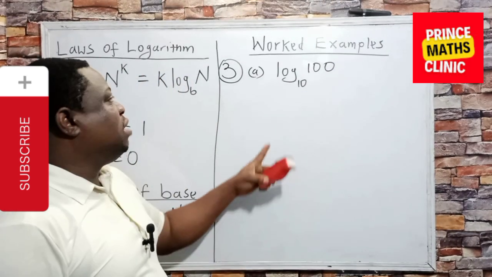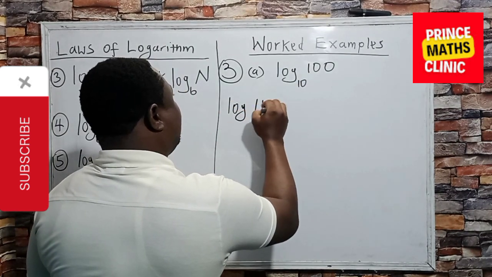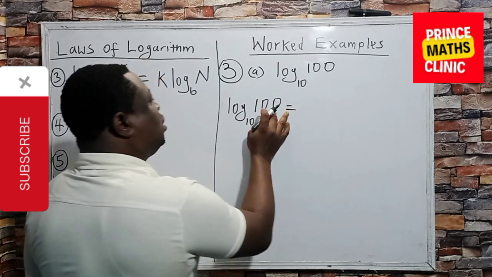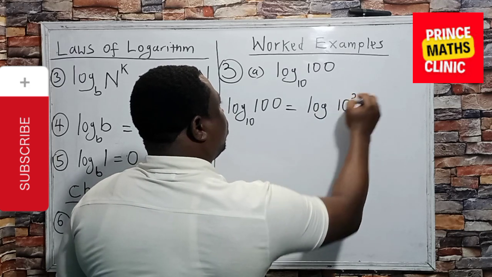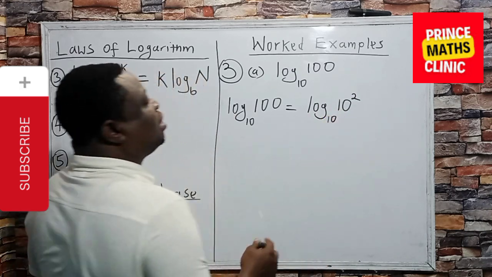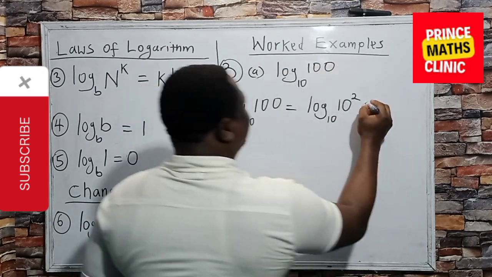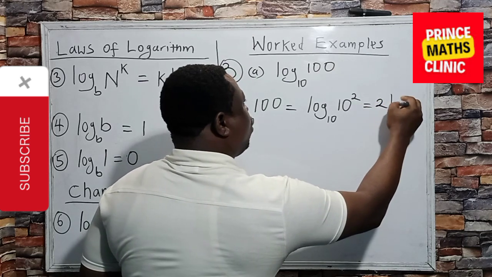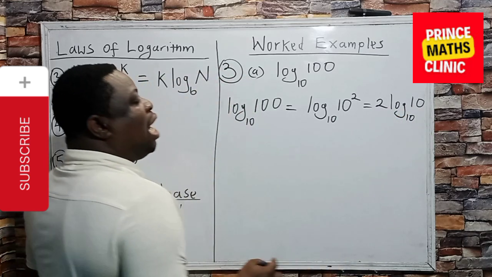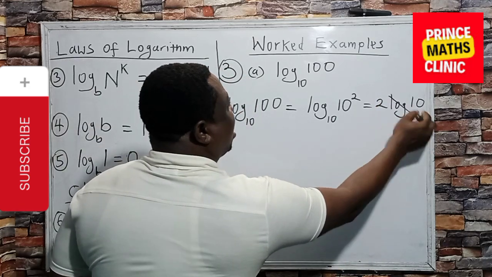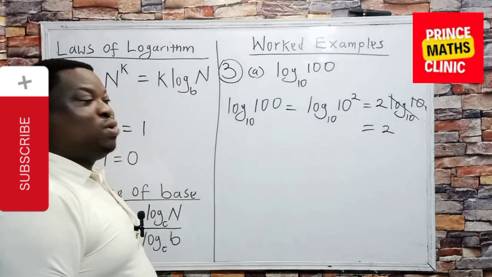If I have log 100 in base 10, I can express this as 100 is 10 to the power of 2. Then the base is 10. Then you move this 2 here based on what this law said, right? So this becomes 2 log 10 base 10. And when a log and a base are the same, it cancels out. So you are left with 2, because 2 times 1 is 2.